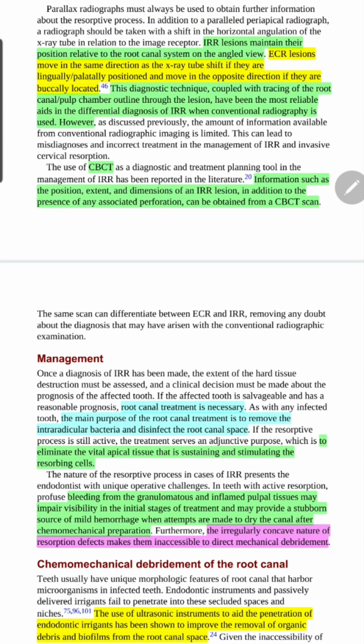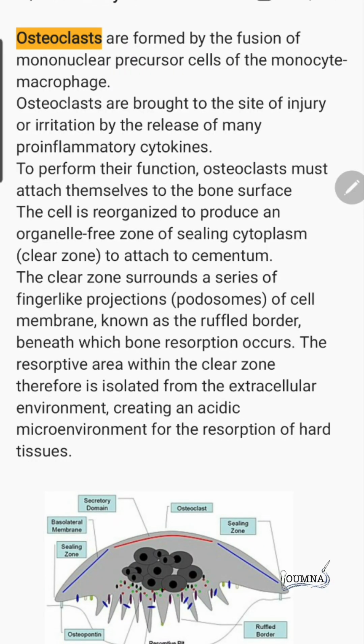Osteoclasts are formed by the fusion of mononuclear precursor cells of the monocyte-macrophage lineage. Osteoclasts are brought to the site of injury or irritation by the release of many pro-inflammatory cytokines. To perform their function, osteoclasts must attach themselves to the bone surface.